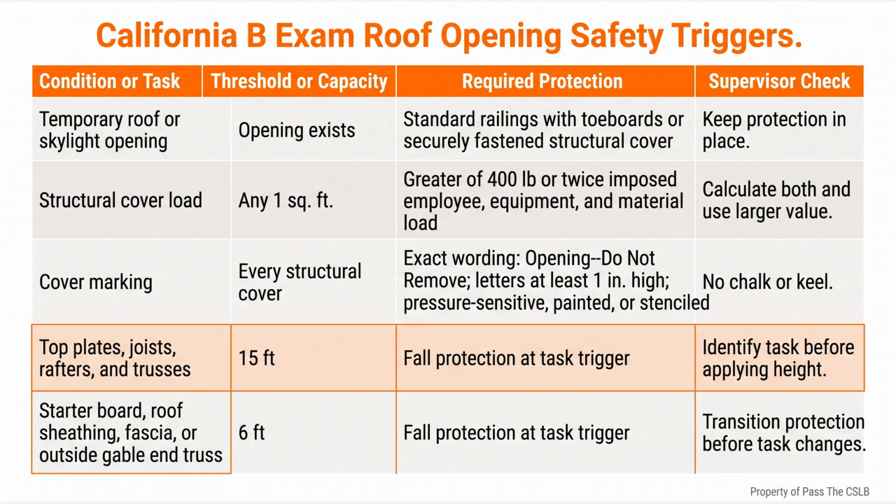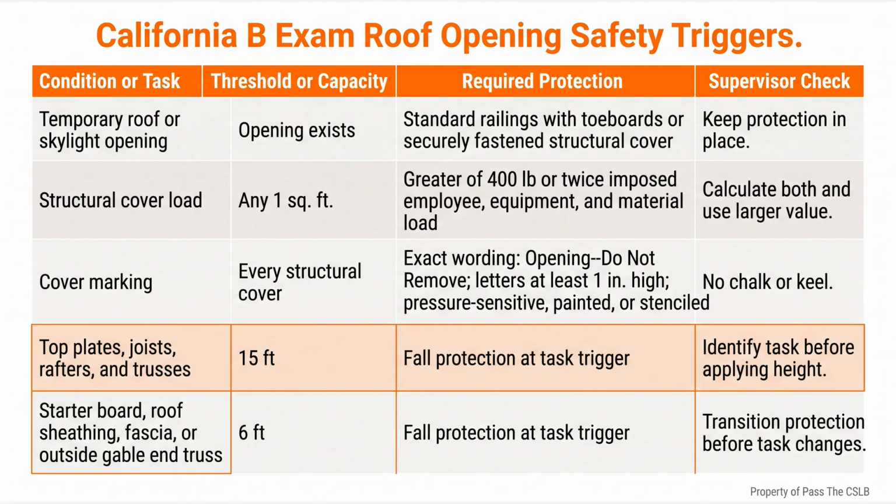The central supervision point is task before height. I first identify what the worker is doing, then I apply the corresponding trigger. A blanket statement that residential framing always uses 15 feet is wrong, because roof decking and related tasks use the lower 6-foot trigger. Suppose a crew is 12 feet above the level below.